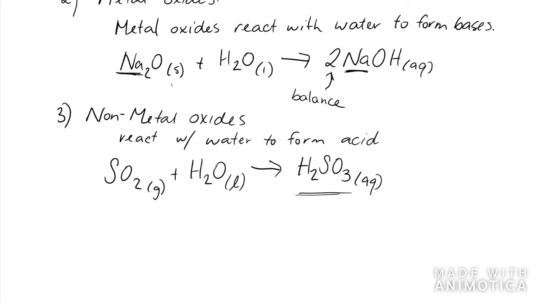So non-metal oxides like this are frequently formed by burning of fossil fuels. So what happens is when this is released into the atmosphere, we have water in our atmosphere, don't we? Water vapor. And so it reacts with that water and will form an acid, and that's how we actually get acid rain. Which is rather interesting, I think.